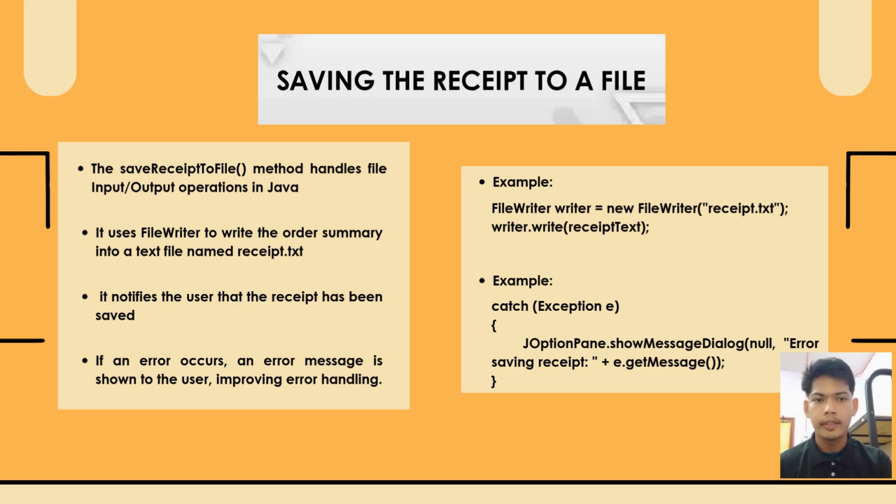The saveReceiptToFile method handles the input and output in Java. It uses FileWriter to save the order summary to a file called receipt.txt. If there is an error, it shows an error message to the user. If there is no error, the user is notified that the receipt has been saved successfully.